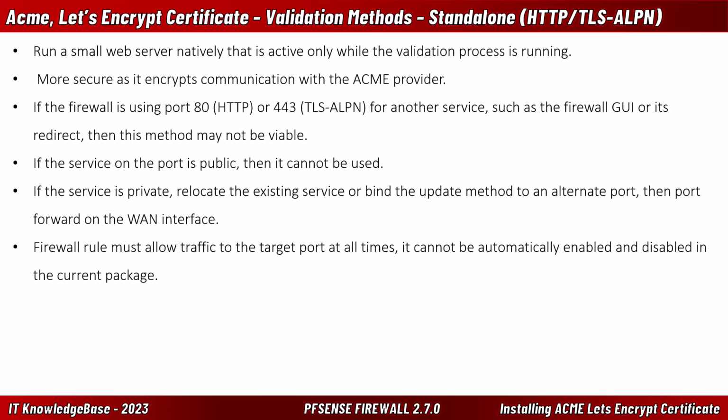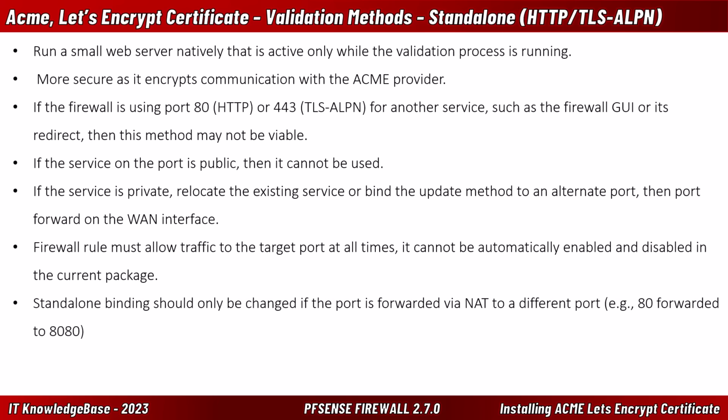A firewall rule must allow traffic to the target port all the time. It cannot be automatically enabled and disabled in the current package. The standalone binding should only be changed if the port is forwarded via NAT to a different port. For example, port 80 forwarded to 8080.